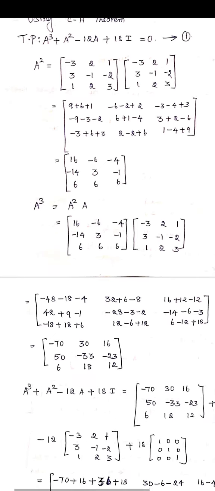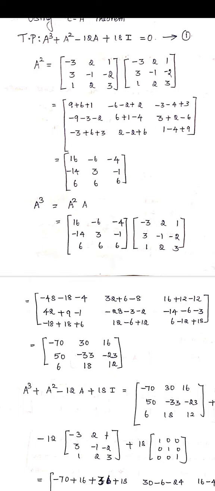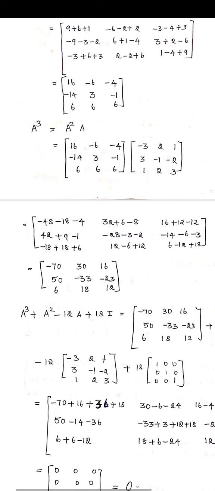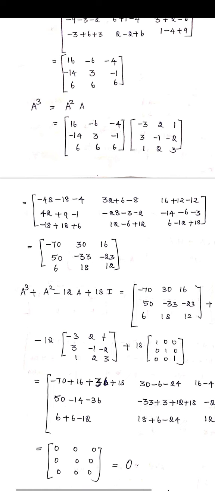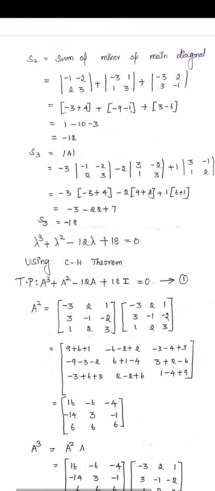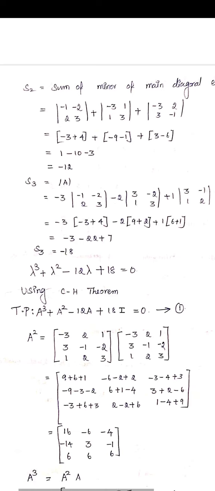Next is A cube. We have to find the value of A cube. A cube equals A square into A. Multiplying A square into A, the A cube value is -70, 13, 16, 50, -33, -23, 6, 18, 12. Next, the characteristic equation for this 3 by 3 matrix is lambda cube plus lambda square minus 12 lambda plus 18 equal to 0.